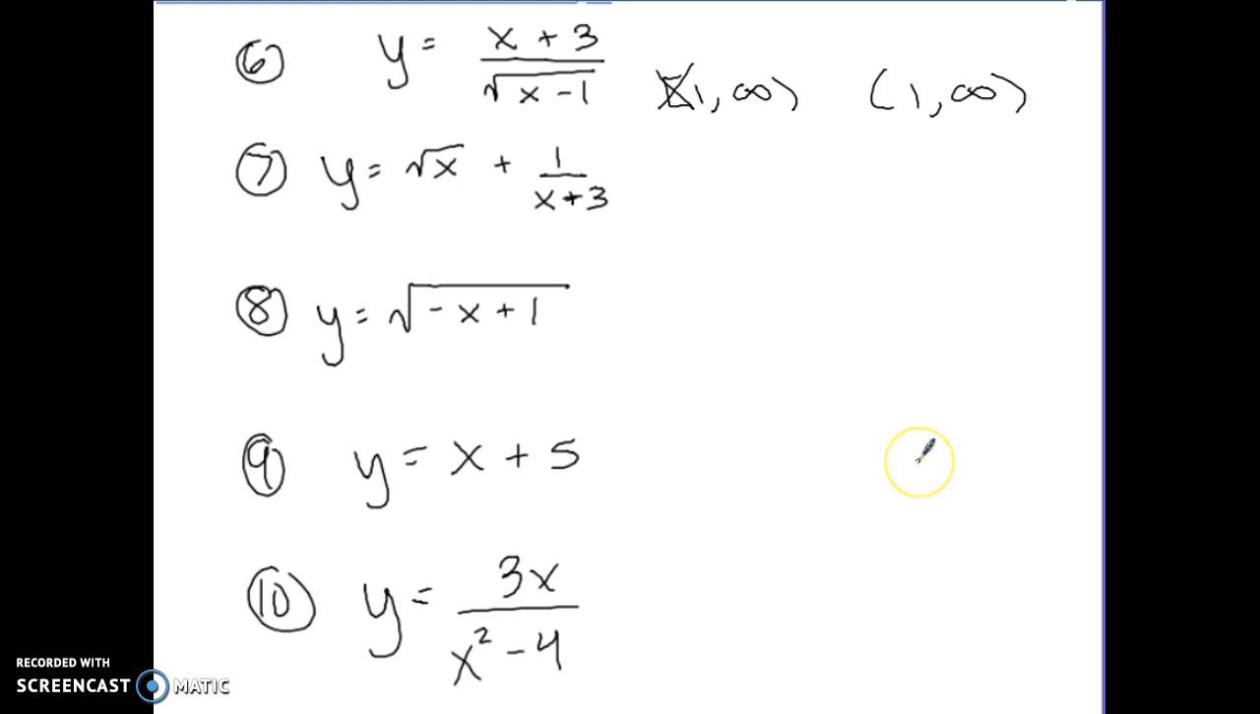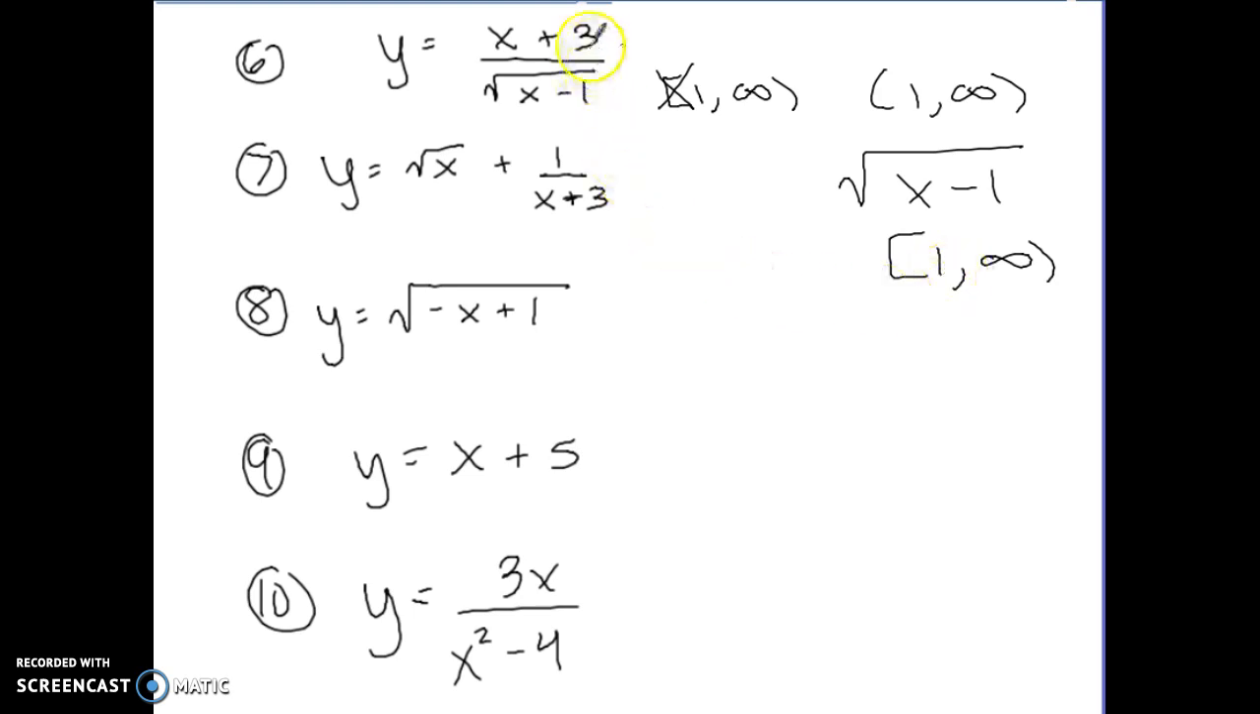Can you explain it again? Okay, so if I was just doing the square root of x minus 1, the domain is 1 to infinity, right? Because 1 minus 1 is 0. 0 is the magic number. So you set this equal to 0. That tells you where you start.